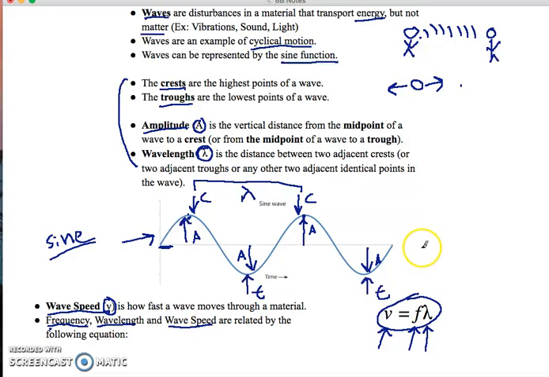So that's it for this section, this 8b section. Waves, again, are disturbances in material. There are different parts to the wave, and then you can relate two of those parts, or three of those parts, mathematically with the wave equation.